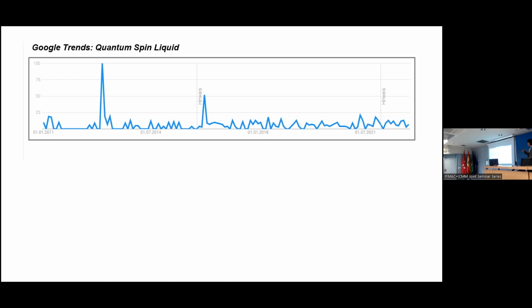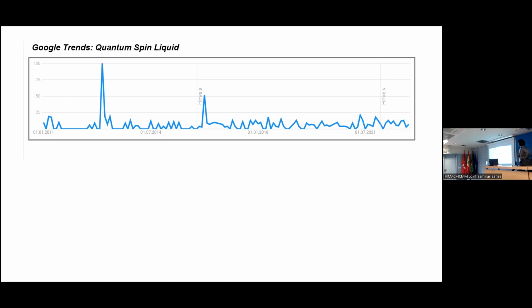So what I did is I went to Google Trends, where you can put in the search for a certain concept and see how many times it has been searched on Google. Here I put quantum spin liquid and looked at the range of time from 2011 till now, normalized by the maximum searches. What we see is that we can identify three peaks.